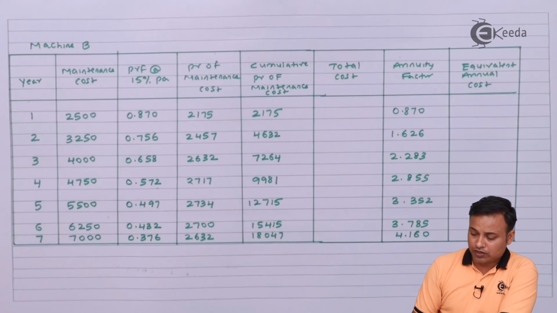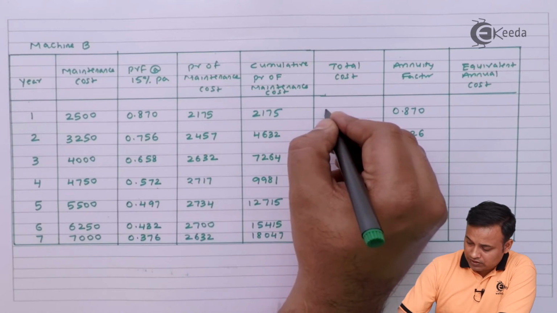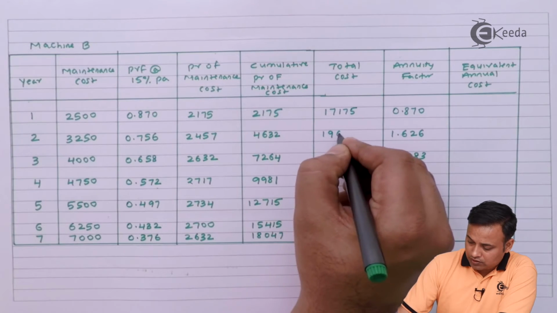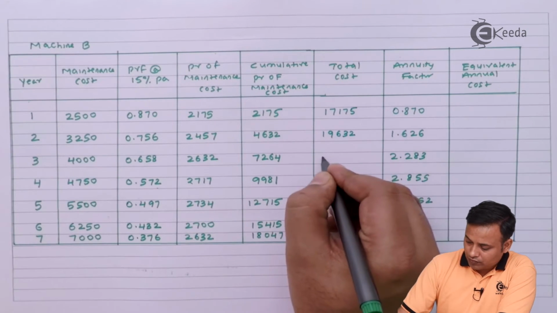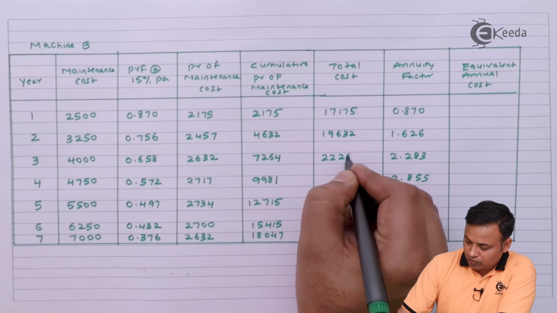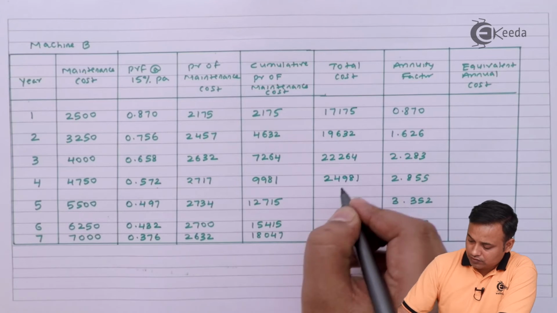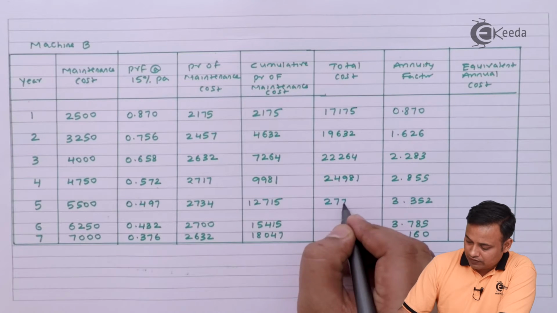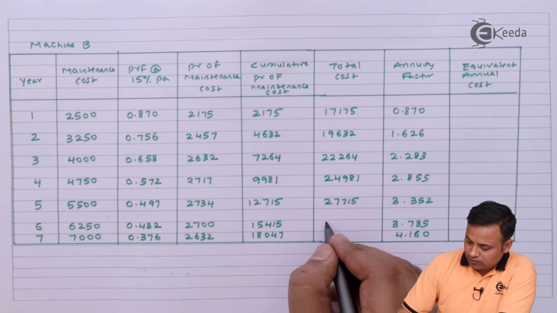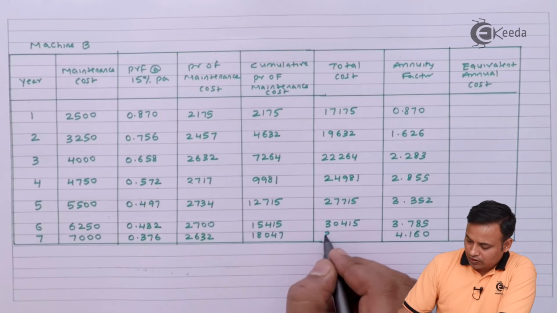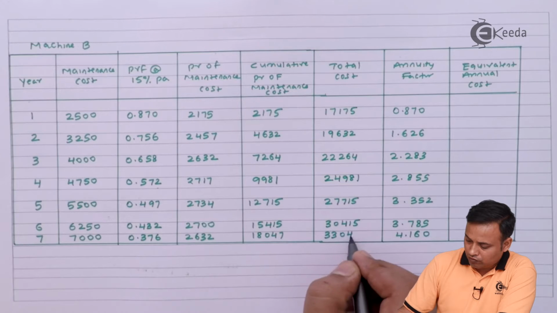नाउ माय टोटल कॉस्ट विल इंक्लूड द मशीन कॉस्ट 15,000. So 15,000 plus 2175 will be 17,175, 19,632, 22,264, 24,981, 27,715, 30,415 and 33,047.